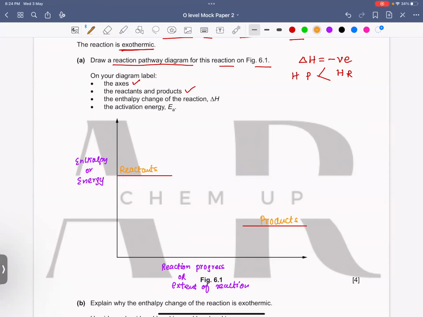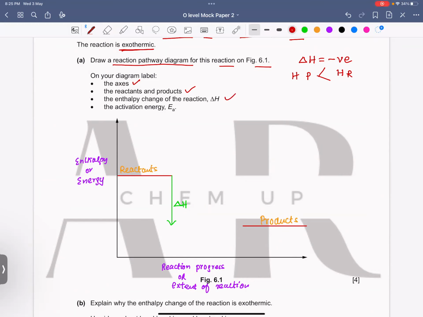Now the enthalpy change of the reaction is the distance between the reactants and the products only. So if I have to label the enthalpy change, I can start from the reactants till the level of the product, and by putting the arrow downward because the energy is released, I would label it as delta H. Now I am done with the third part as well.